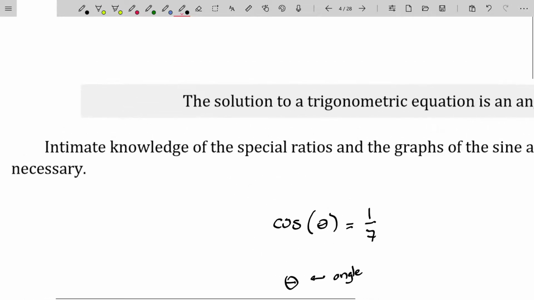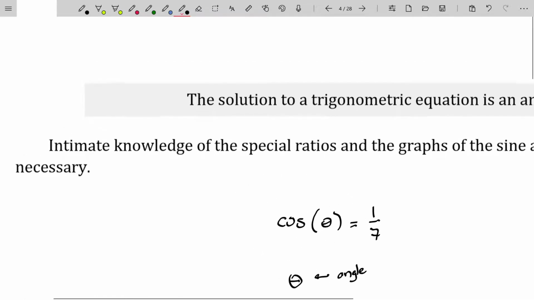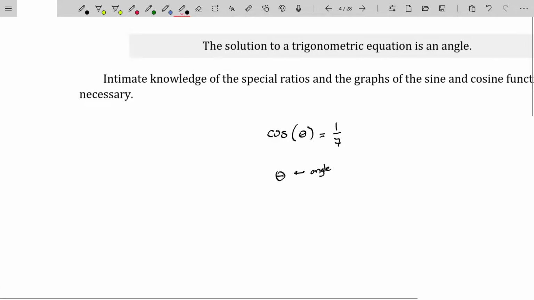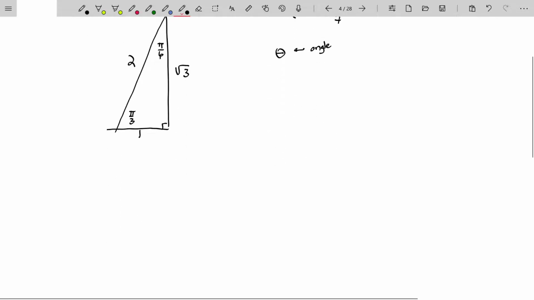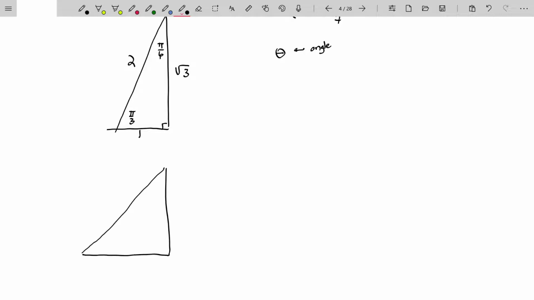Also, intimate knowledge of the special ratios is very important. These are the ratios that are born from our special triangles, right? So pi over 6, pi over 3 right angle, and then our ratios are 1, 2, and a root 3, or you could have your 45, 45, 90, or in my case, as I write in our radian measure, pi over 4 right angle, and those ratios are 1, 1, root 2.